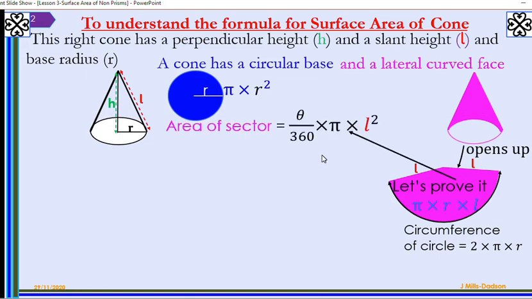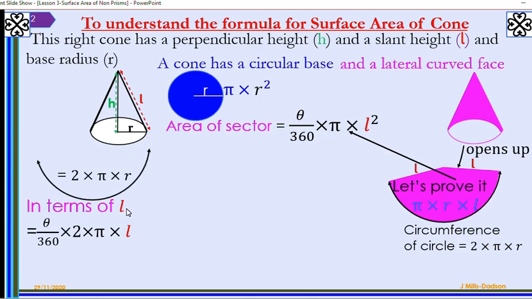So the area of a sector is given by the angle over 360 times pi times L squared. The formula is supposed to be r squared, but in this case, our radius for this sector is L. That is why it's L squared, not r squared. Now, given this as circumference, we can form another expression in terms of L. This is the circumference in terms of r.